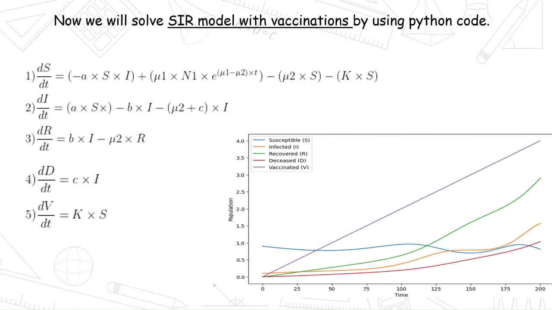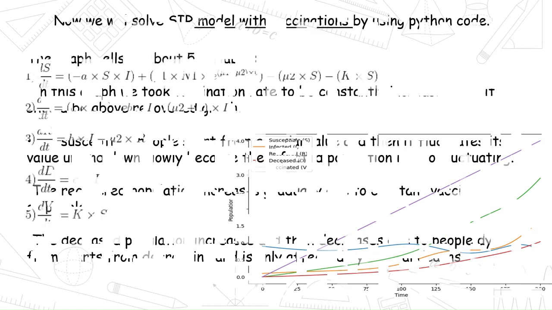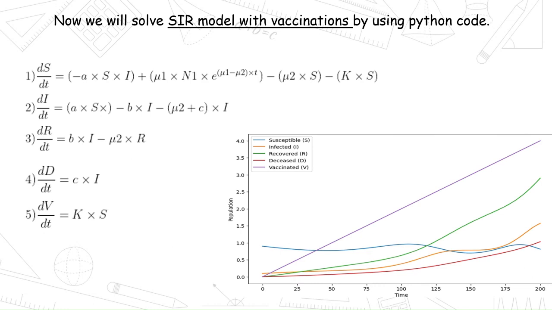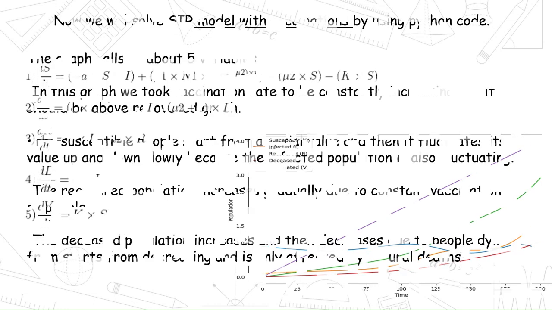Now we will solve the SIR model with vaccinations by using Python code, that is, by showing the graphs. The graph tells us about 5 variables. In this graph, we took the vaccination rate to be constantly increasing and it should be above the recovered graph, as we can see clearly in the graph.